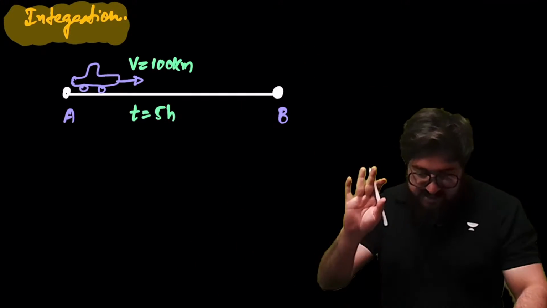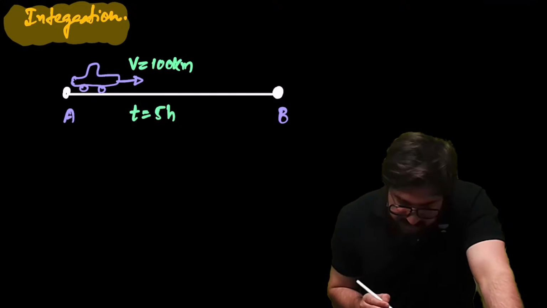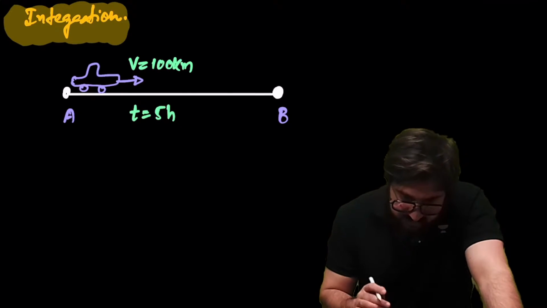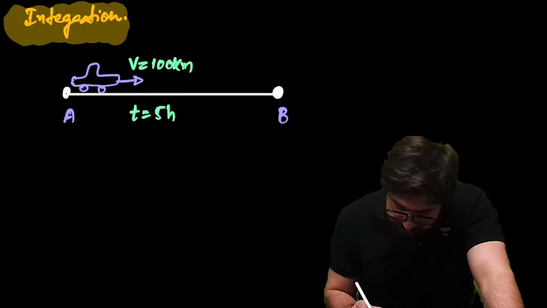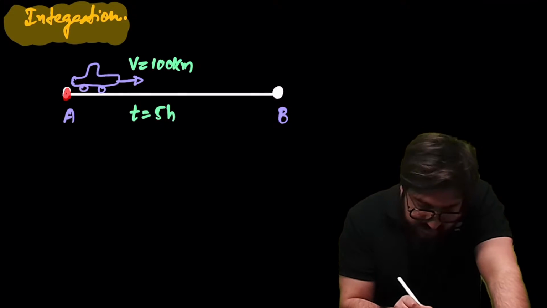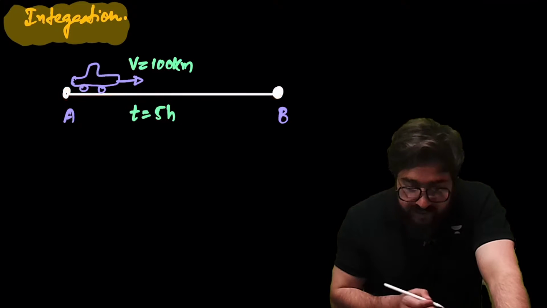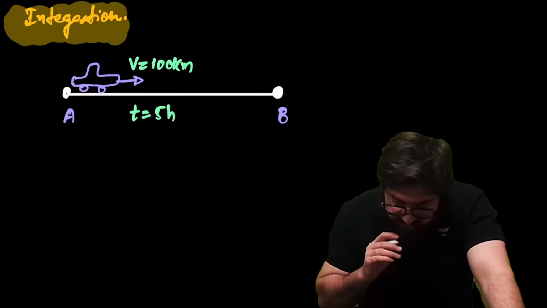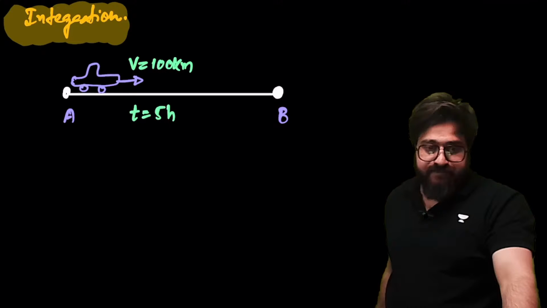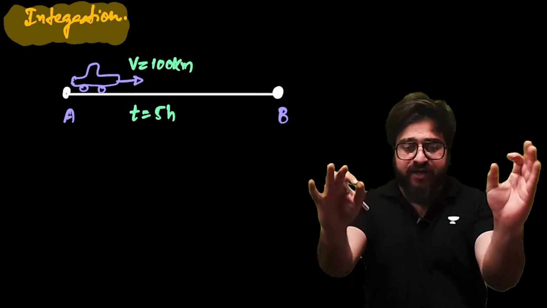Now let's discuss integration. Let's suppose in this particular case, the car is moving. This car started from point A to point B. It is moving with a speed of 100 kilometers per hour and it took time t is equal to 5 hours. And I am asking you a simple question.